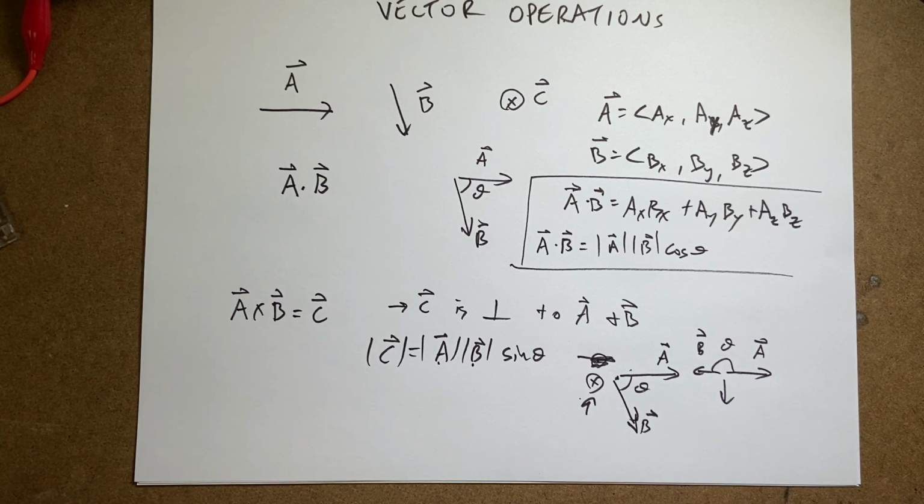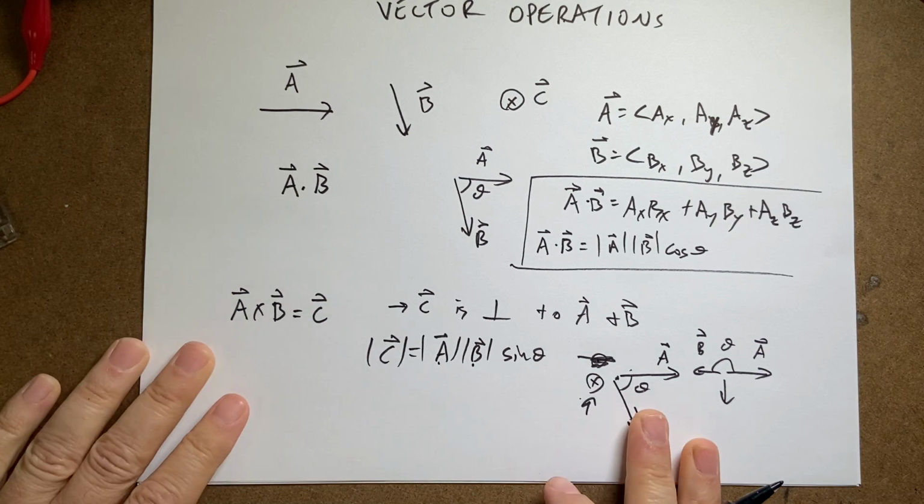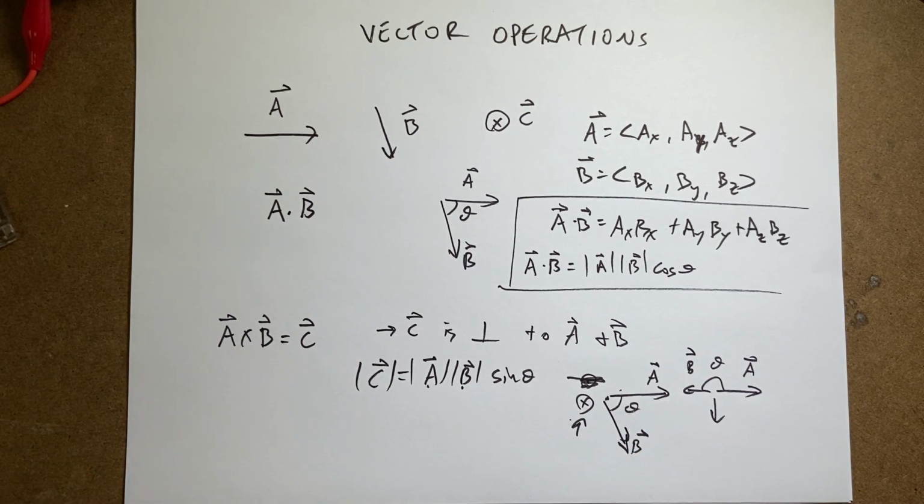Okay, so I apologize for vector operations. We're going to do this cross product in Python because it allows us to calculate things, and we're going to use this cross product in the definition of the magnetic field due to a point charge.